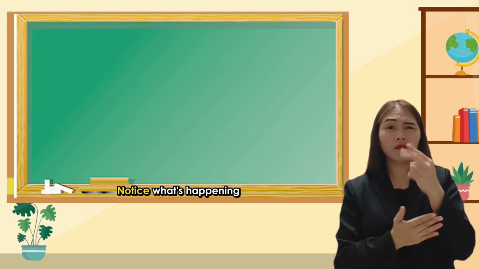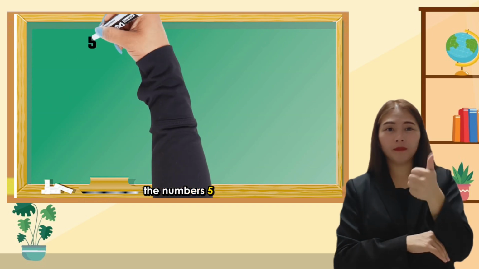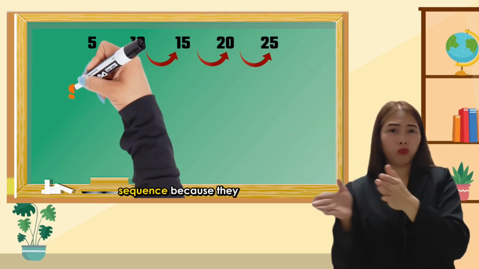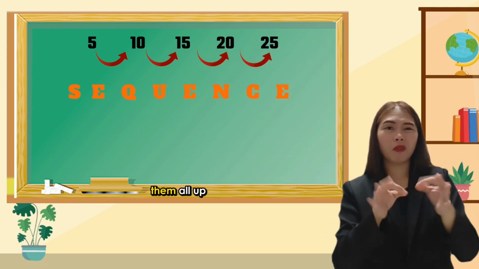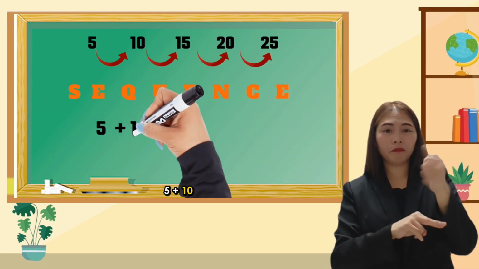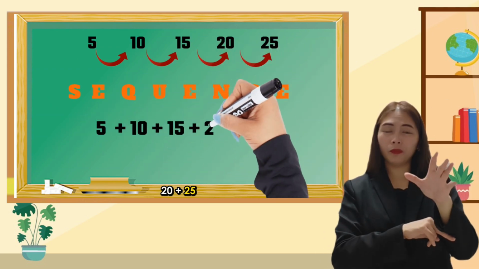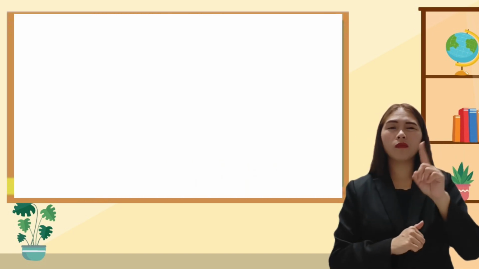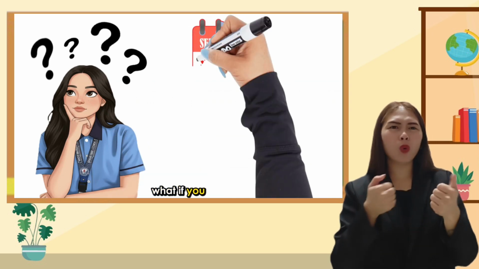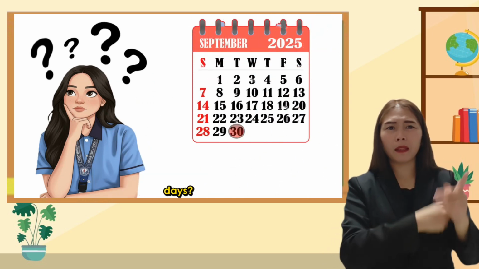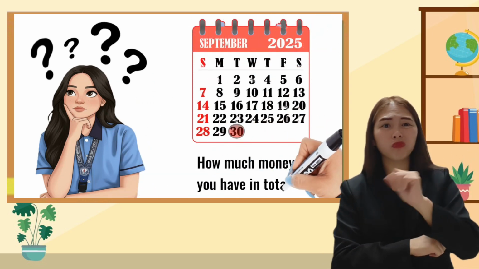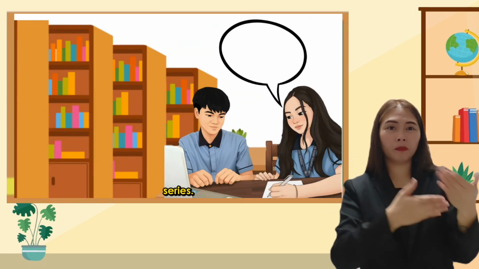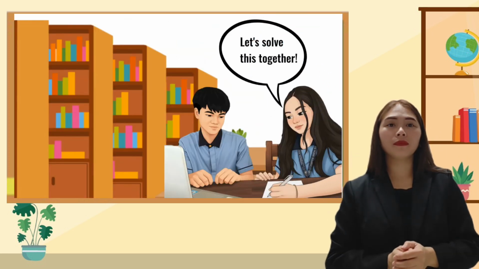Good guesses! Notice what's happening here. The numbers 5, 10, 15, 20, 25 form a sequence because they come in order. But when we add them all up, 5 plus 10 plus 15 plus 20 plus 25, that's what we call a series. But here's the big question. What if you keep saving like this for 30 days? How much money would you have in total? We can solve this using the formula for the sum of an arithmetic series. Let's go and solve this together.